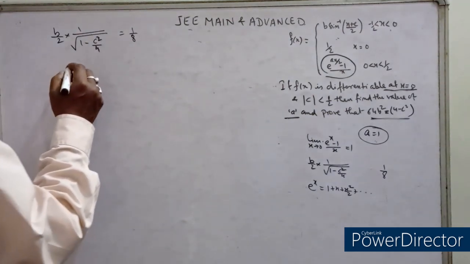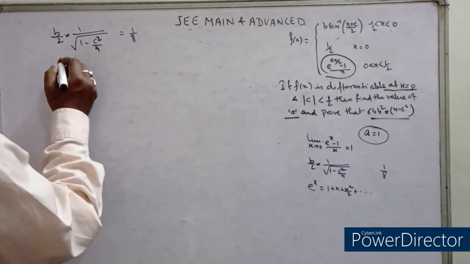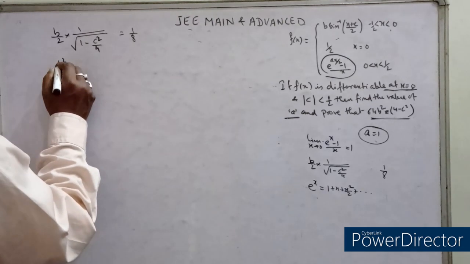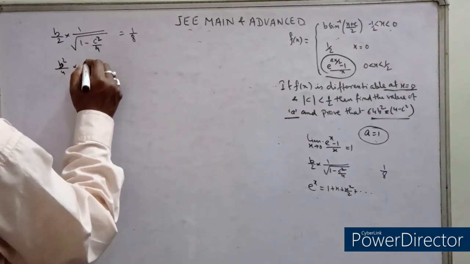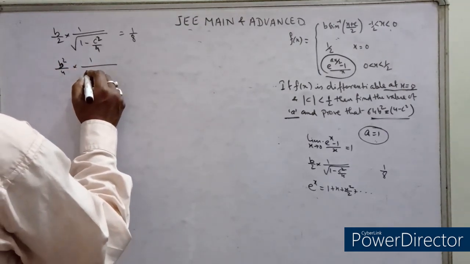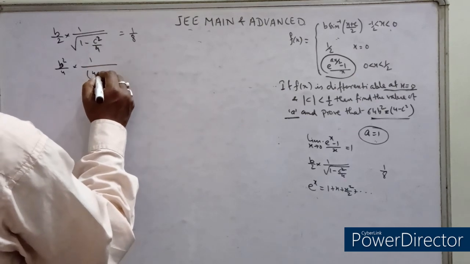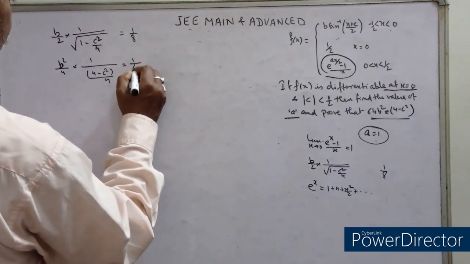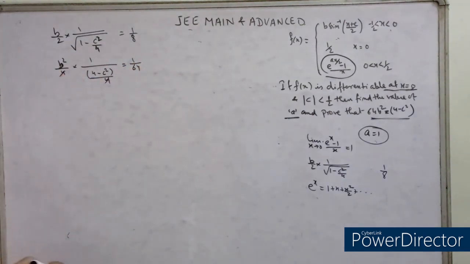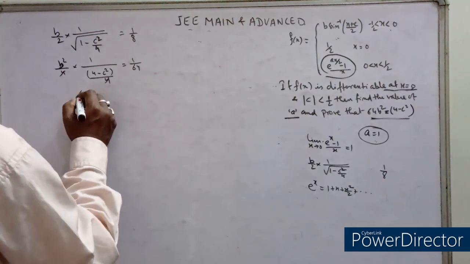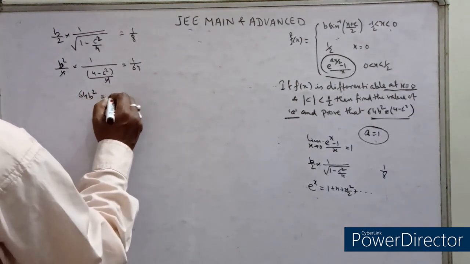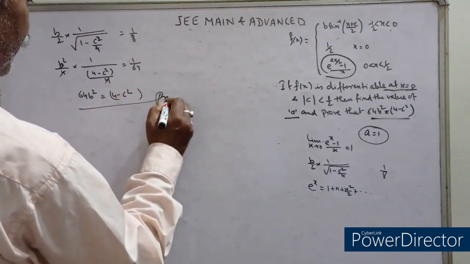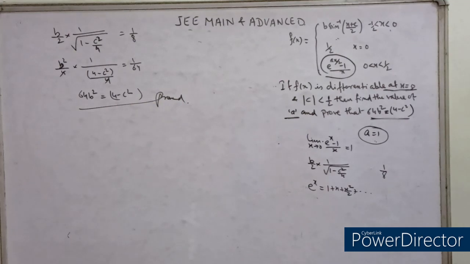So if you square both sides, this will be b square by 4 into 1 by (4 minus c square) by 4, and is equal to 1 by 64. So this 4 cancels out. So here you see that 64 b square will be equal to 4 minus c square. So this is what we have proved.